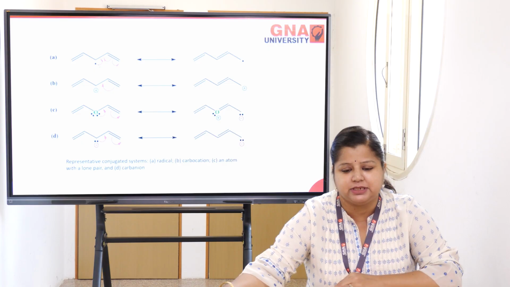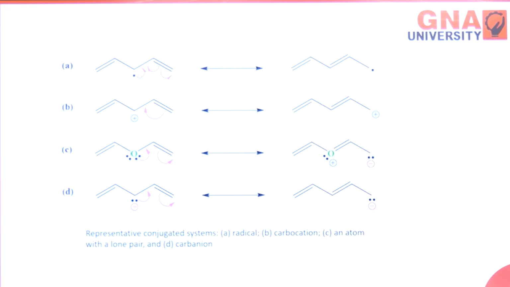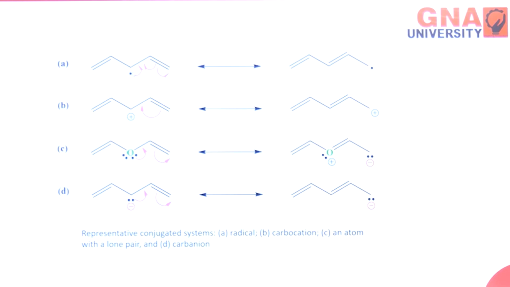In the very first example, it is a free radical, right? So this free radical can also participate in the dispersal of charge, and ultimately this odd electron can disperse over all three carbon atoms. And if we take the second example, the positive charge similarly can disperse over all three carbon atoms.